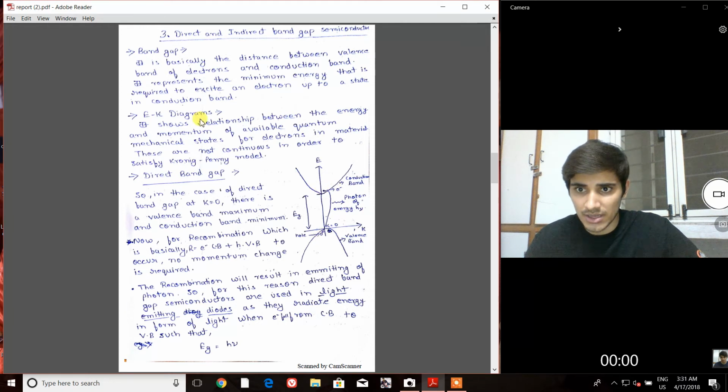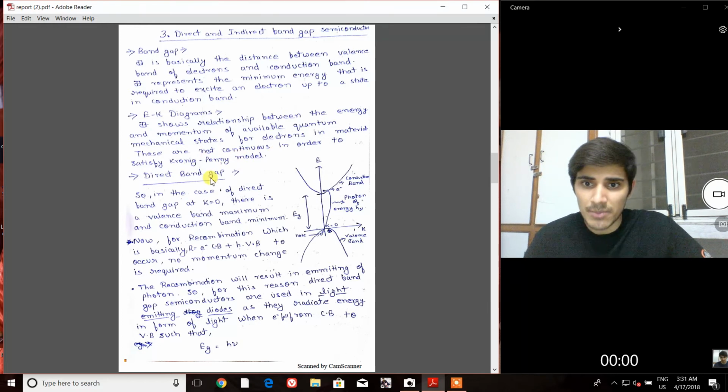Now what is an E-K diagram? The E-K diagram shows the relationship between the energy and the momentum of the available quantum mechanical states of an electron in a material, and these satisfy the Kronig-Penney model, so these are not continuous in nature.